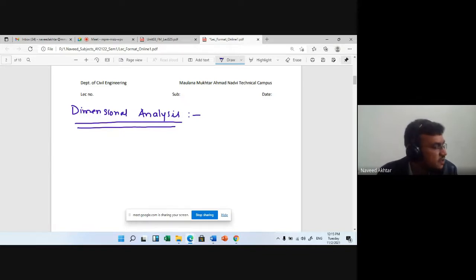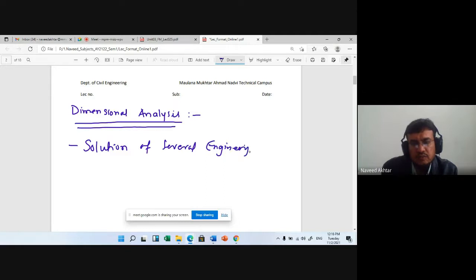So why do we need dimensional analysis? Dimensional analysis is a mathematical technique which makes use of the study of dimensions as an aid to solution of several engineering problems. So dimensional analysis gives the solution of several engineering problems. Okay, how it helps, you can see that.